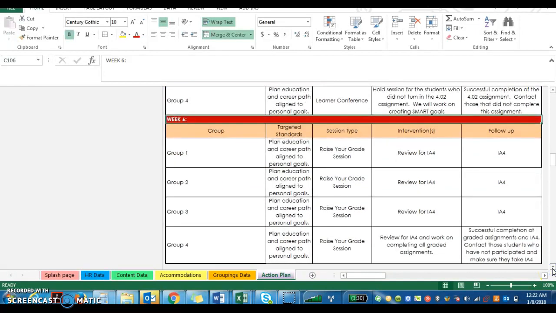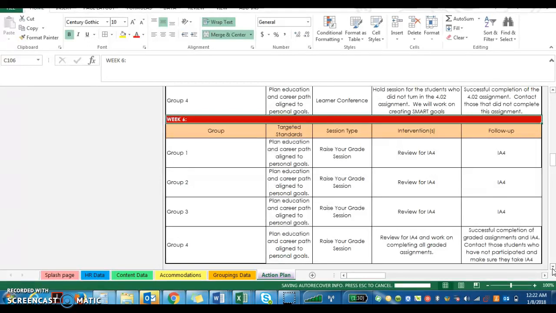And then the last week we're going to review for IA4. Some of them might have already taken it by then. So we're going to review for IA4. The follow-up is going to be their grade on the IA4. And then review IA4 for my Group 4 and work on making sure that they have all of their graded assignments turned in. And then the successful completion of the graded assignments and the IA4. And I'll be sure to be contacting those students throughout the week who have not taken the IA4 and make sure that they are also getting all of their assignments in.